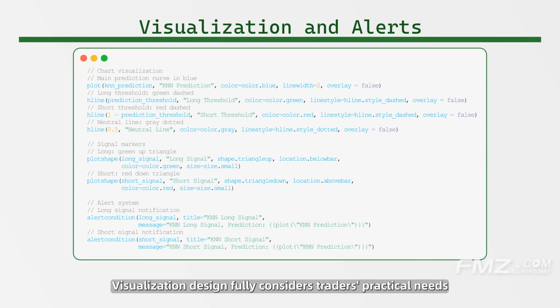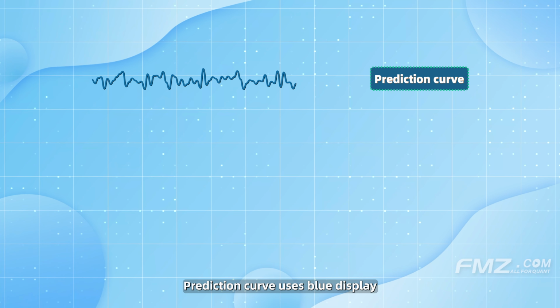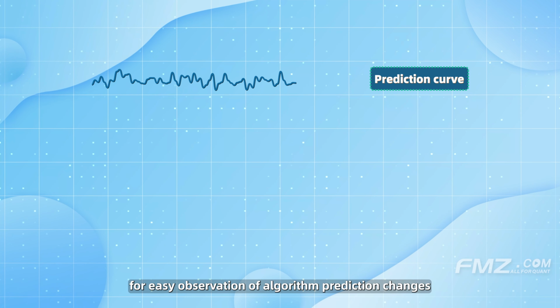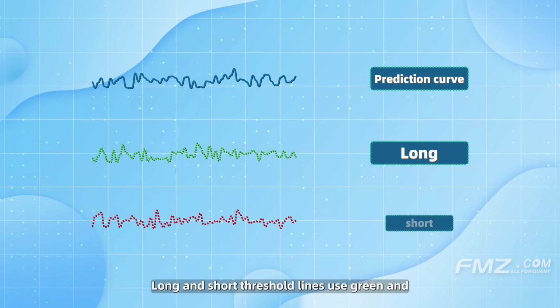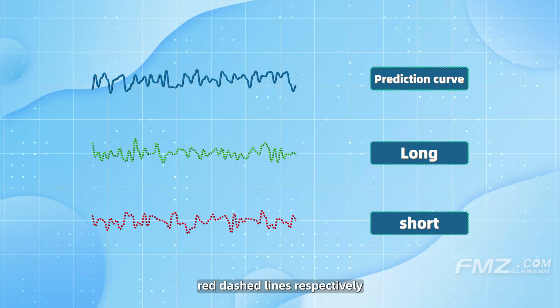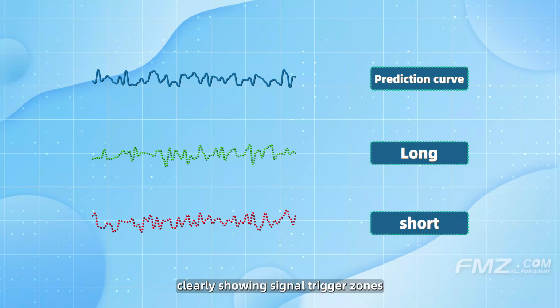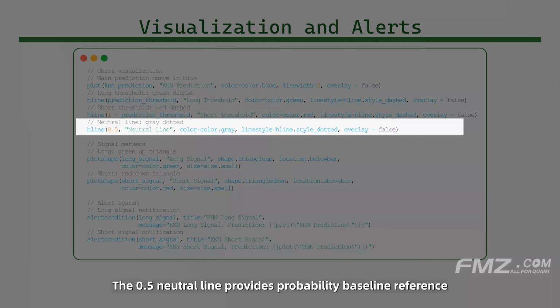Visualization design fully considers traders' practical needs. The prediction curve uses blue display for easy observation of algorithm prediction changes. Long and short threshold lines use green and red dashed lines respectively, clearly showing signal trigger zones. The 0.5 neutral line provides a probability baseline reference.